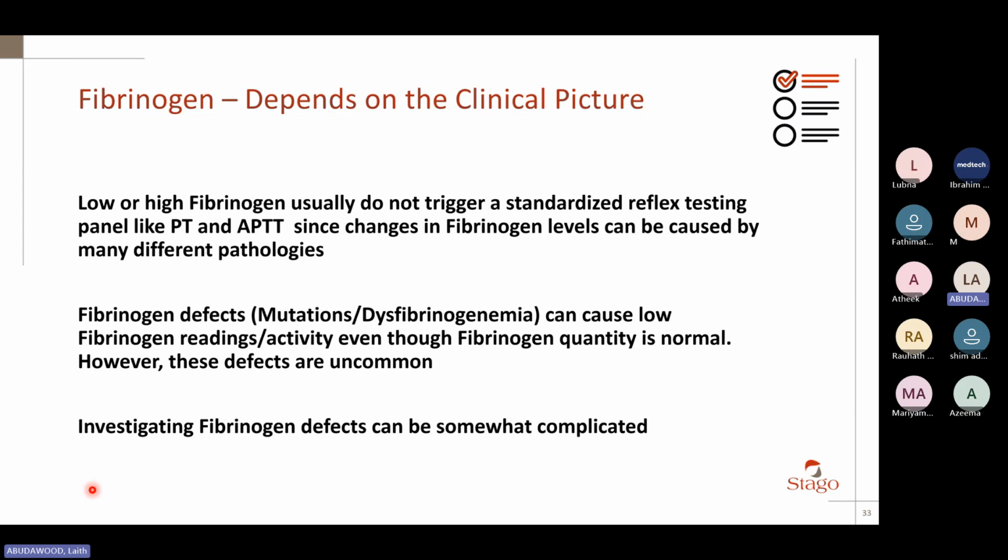So we don't have an algorithm: if your fibrinogen is high or low, do this or do that. It depends on a lot of things. And for you to really find out the diagnosis or the real cause behind the low or high result of fibrinogen requires some very specialized tests. And we can use thrombin time to assist us in this kind of work. You will see in a second.